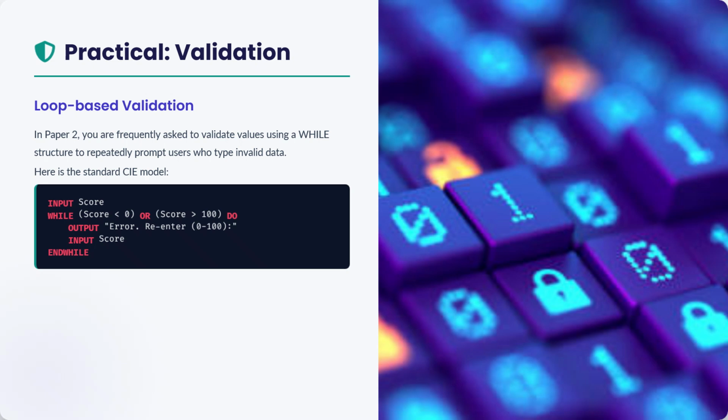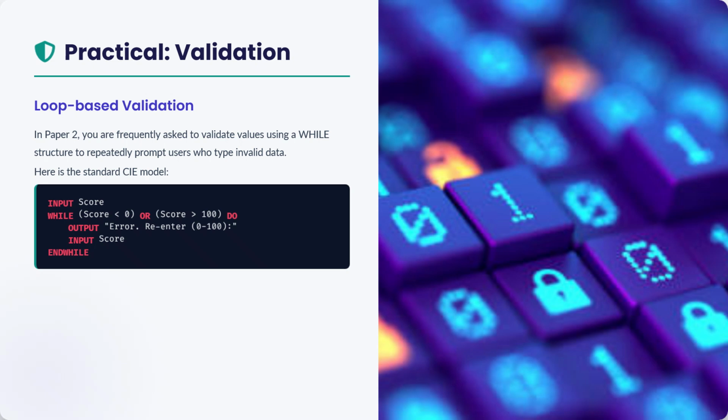Now again, if the score entered is greater than 100 or lesser than 0, on checking this condition, the condition is still true, it will again generate the error. So it will repeat itself until the score entered by the user is between 0 and 100. Only when it is between 0 and 100, then only this while loop will turn false and it will come out of the loop. Let's take an example.